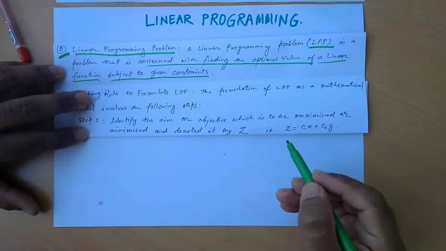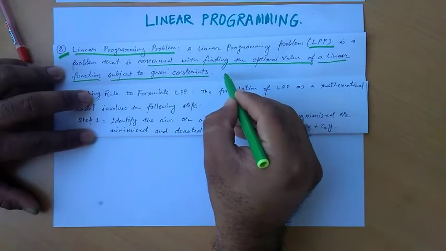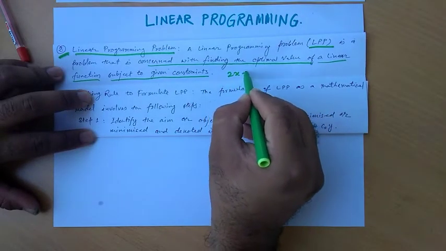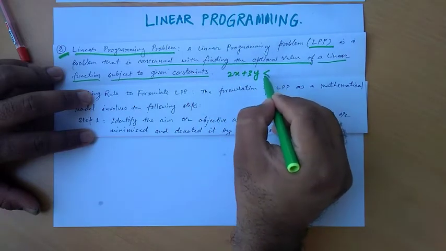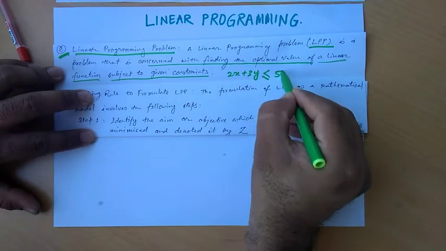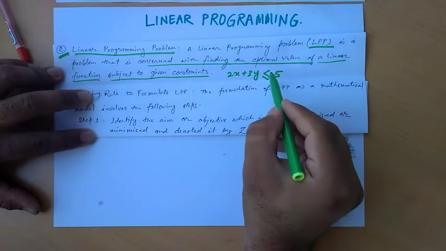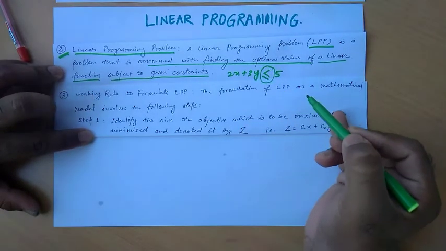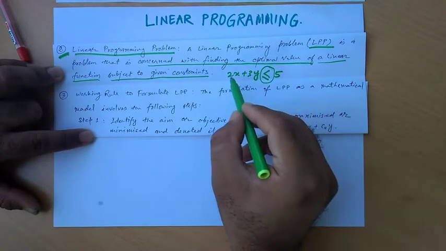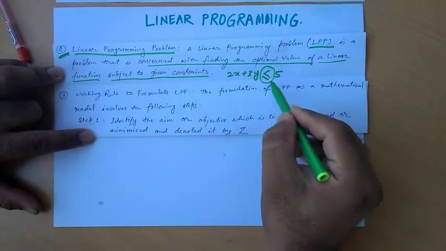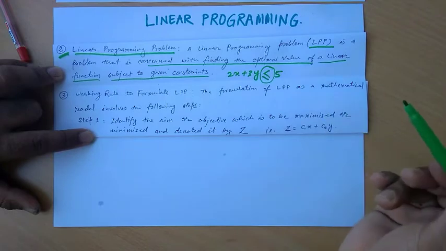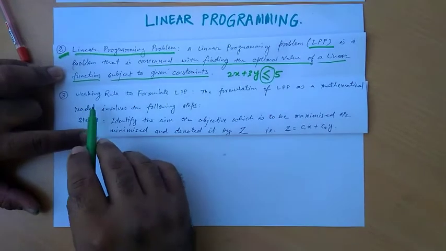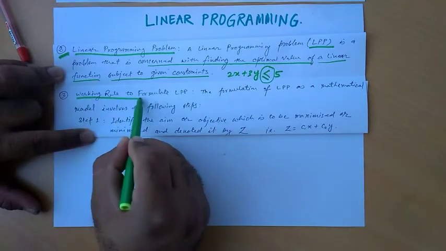And what are the constraints? Say the constraints are of the kind 2x plus 3y is less than or equal to 5, or something like that. So these are nothing but the constraints only. These are linear inequalities, or this linear function will give you the further details. Okay, so the working rule to formulate an LPP.